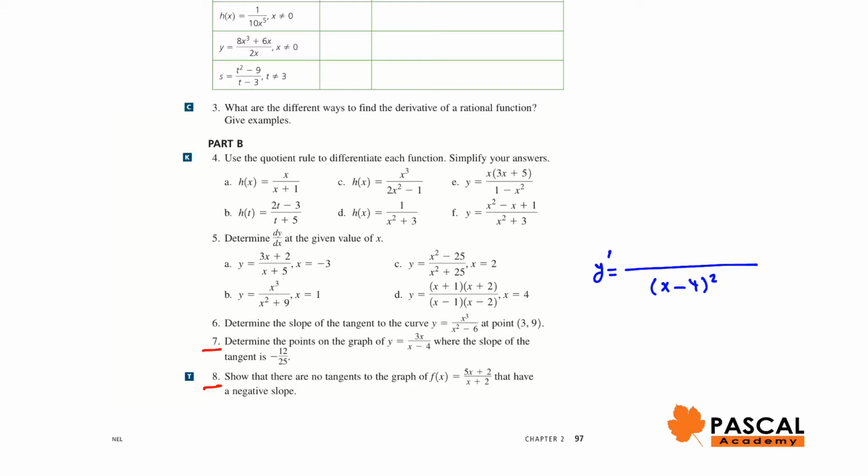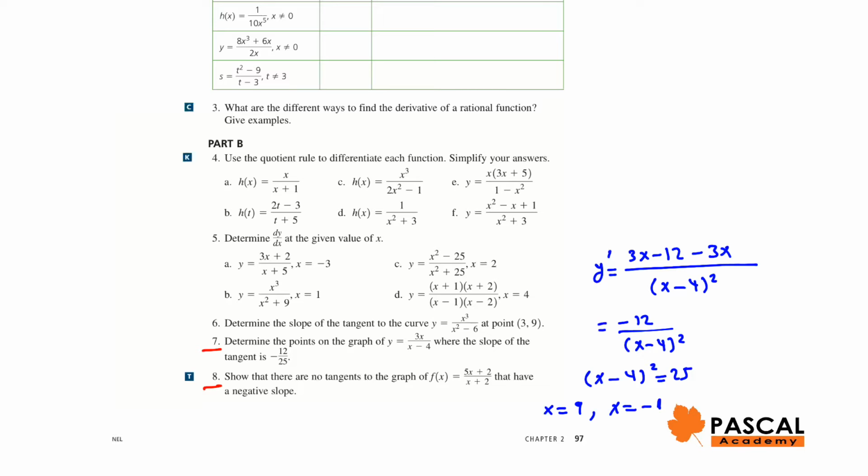Derivative of numerator is 3. 3 times x minus 4 is 3x minus 12. Derivative of denominator is 1, times 3x is 3x, so we subtract 3x. Therefore, the derivative is negative 12 divided by x minus 4 to the power of 2. If you make it negative 12 divided by 25, x minus 4 to the power of 2 would be 25. From here, x minus 4 is 5, or x is 9. x minus 4 equals negative 5, x equals negative 1.